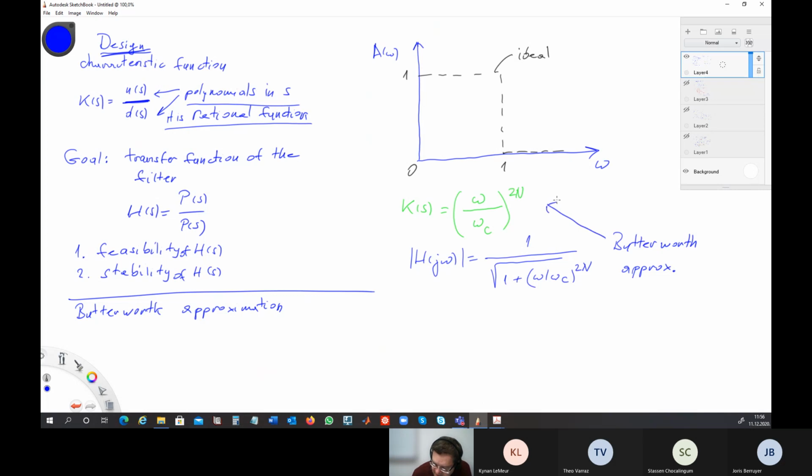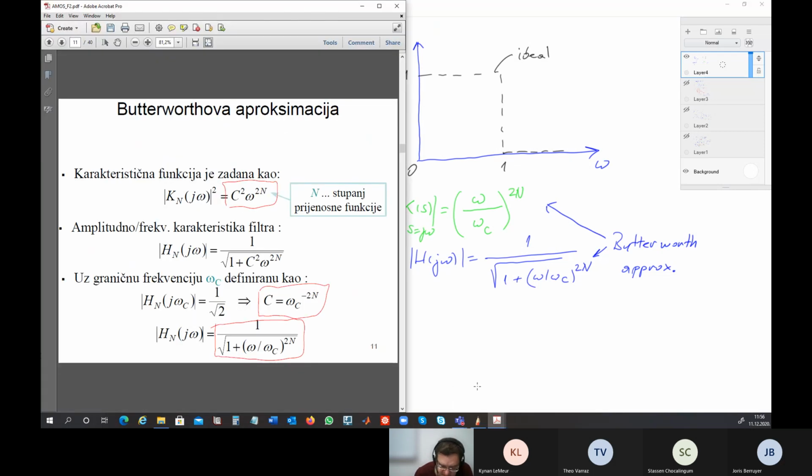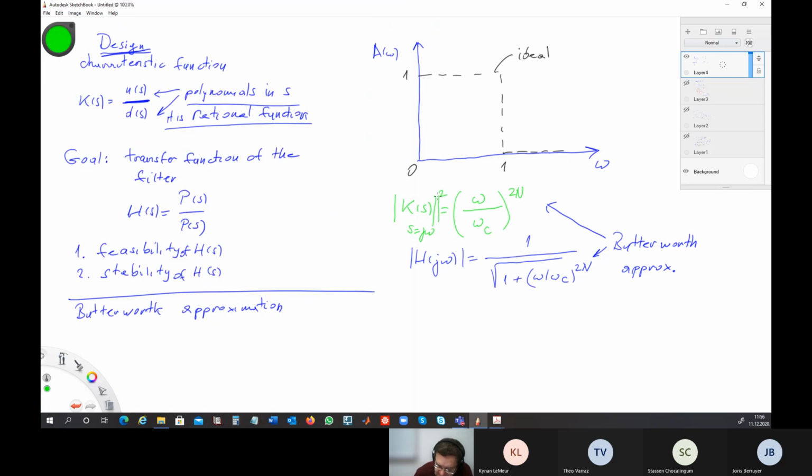And this is defined with these two, K of s, and of course here we must put s equal to j omega. So K of s is something like this, and then absolute value and square. Okay, how does this look? Omega C is called the cutoff frequency, and N is called the order.